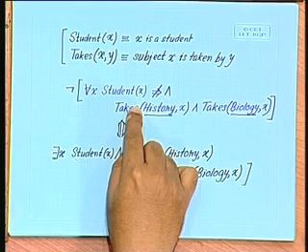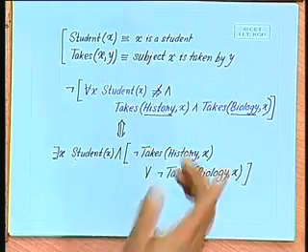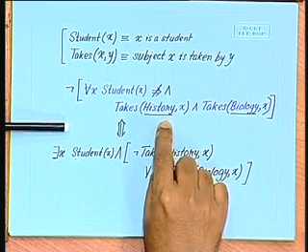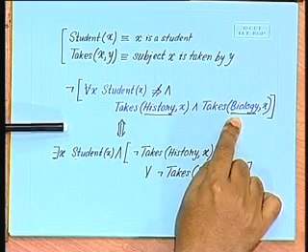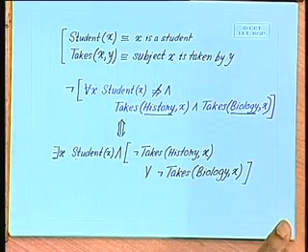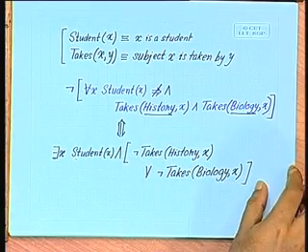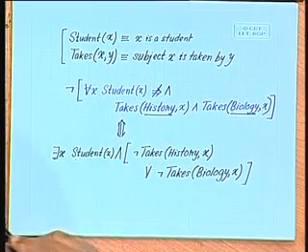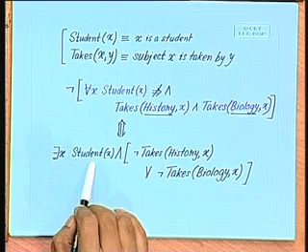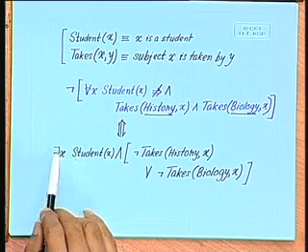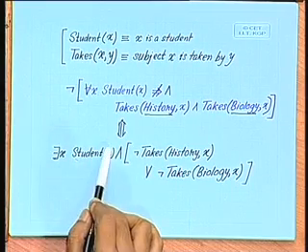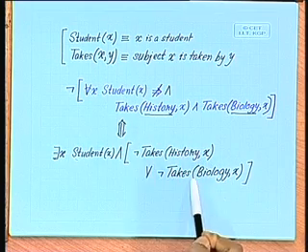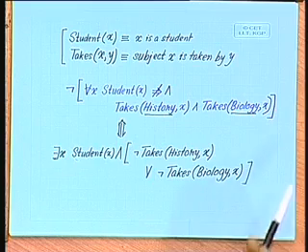Are you getting me? Instead, what we are trying to say is that if X is a student, then the student takes history or takes biology. If X is not a student, we do not care. That is why we have this implication. In the second case, because we are looking for existential quantification, we are saying that there exists some student such that the student either does not take history or does not take biology. Clear?